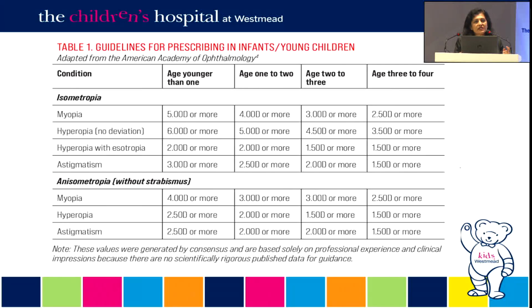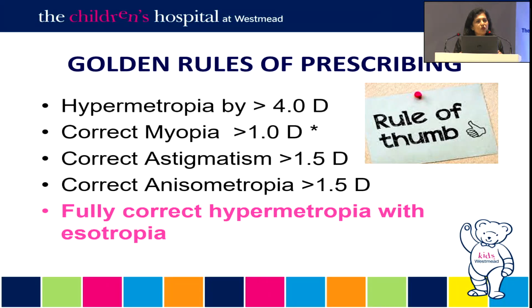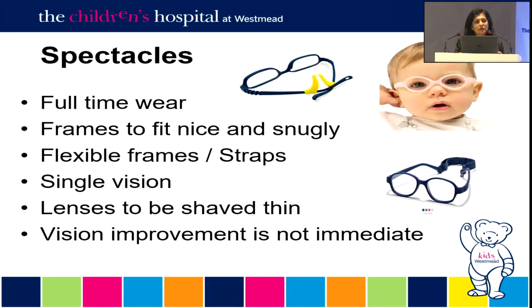So I usually tell them a very simple rule of thumb. This may vary among clinicians with various expertise in different parts of the world, but this is what I tell them simply. Any hyperopia of more than 4 diopters is worth prescribing. Again, it might vary depending on the child's age. We usually fully correct astigmatism and anisometropia. The only easy thing here is you have to fully correct hypermetropia associated with esotropia.